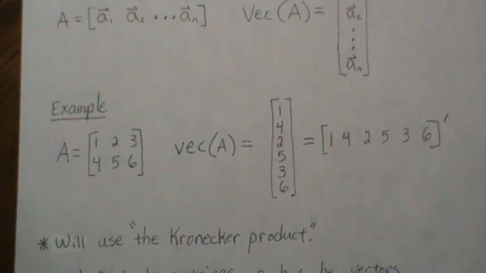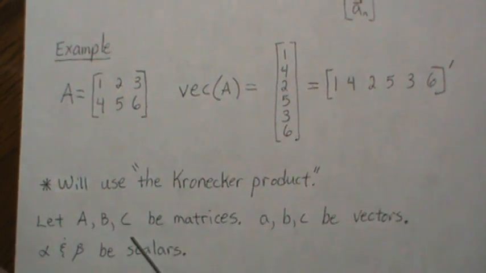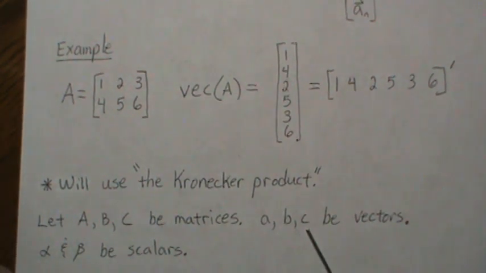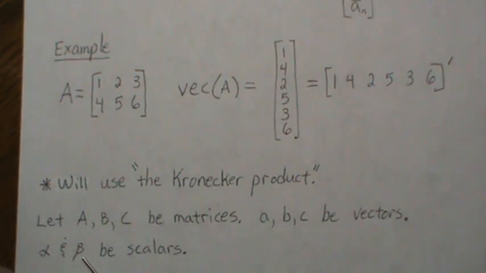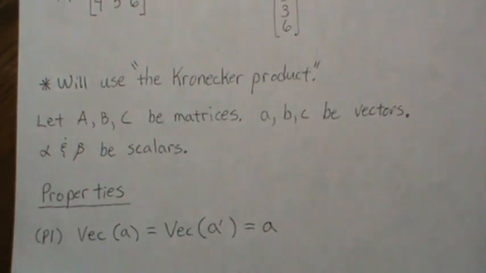Okay, so in this video we're going to use the Kronecker product, and I have a video out called the Kronecker product, and I'd recommend you watch it. In this video, we're going to let capital letters be matrices, lowercase letters be vectors, and Greek letters be scalars. And we'll just go through the properties. Some of these properties we won't prove because I think you can do it on your own, and we'll keep the video at a good length.